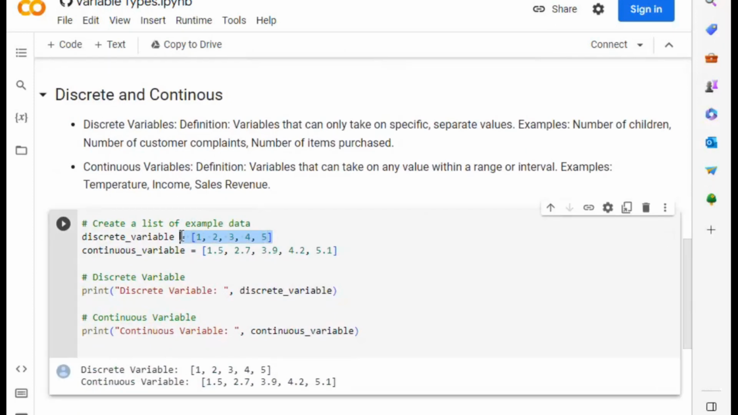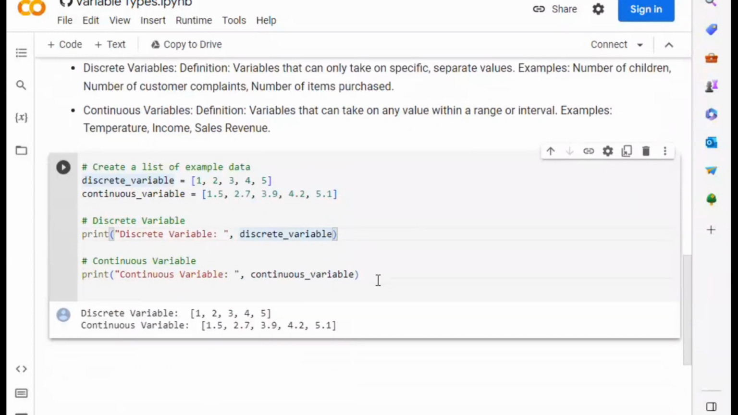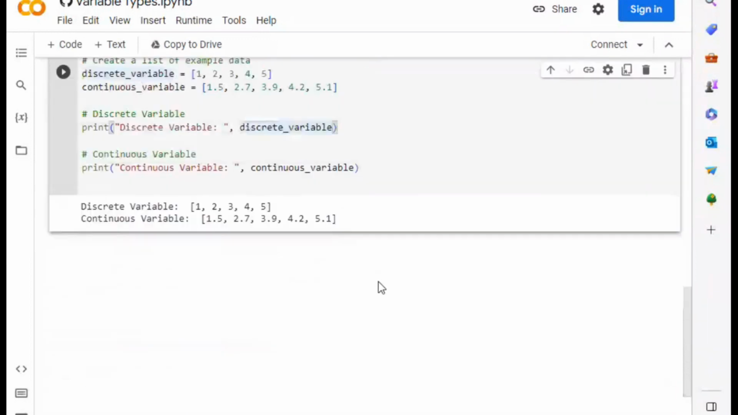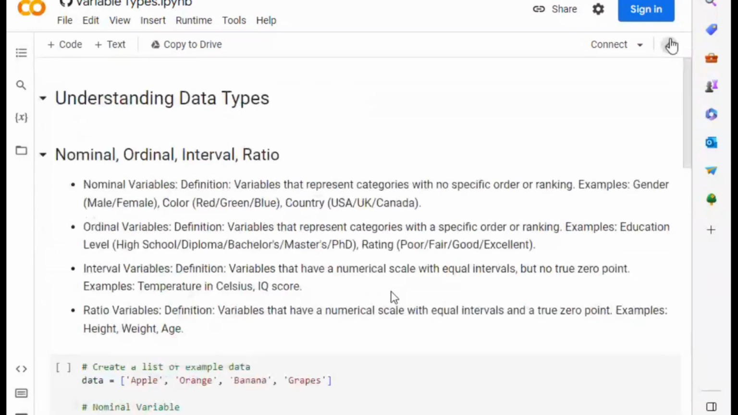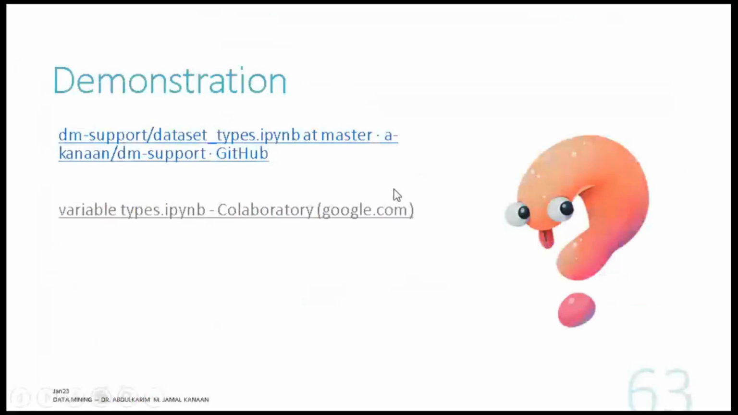Discrete, just as we said, is an integer value. For continuous, you have a decimal point. Okay, so not much, but I think when you see the practical part, you always feel more comfortable. What we have in mind kind of matches the reality.